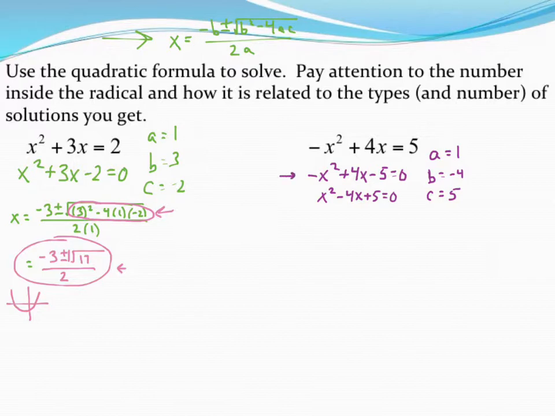Now if you did this problem on your own, maybe you didn't switch the signs like I did, and you use your a, b, and c values at this point. So your a, b, and c would all be opposite. You'd have negative 1, positive 4, and negative 5. Go ahead and watch how I'm going to do this problem, and you'll see that it doesn't matter. I'm still going to get the same answer.